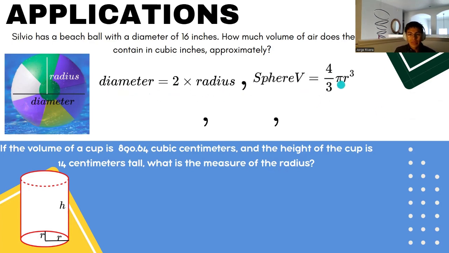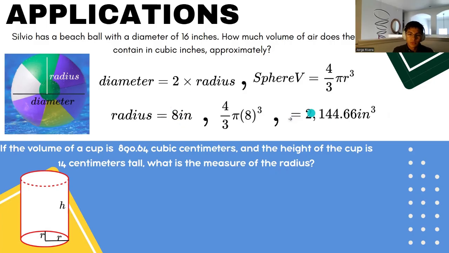And here we have the equation of a sphere. We know that the radius is 8 inches because the diameter is 16 inches. If we divide 16 by 2, that gives us 8. So that's how we know that the radius is 8. We just plug it into the equation, and the volume of air in cubic inches is going to be 2,144.66 inches cubed. So that's how we know what that is.